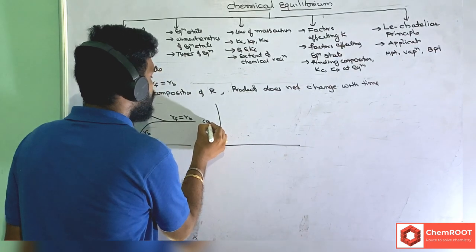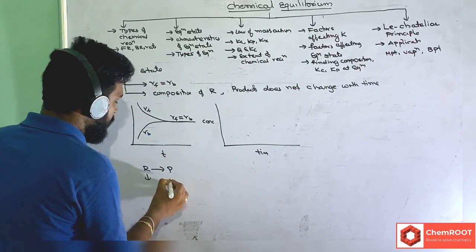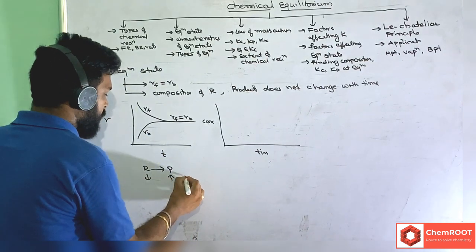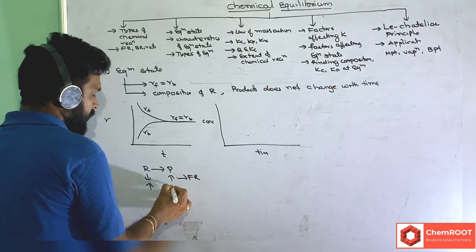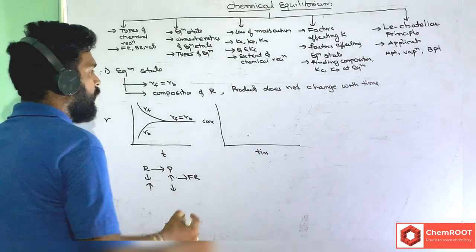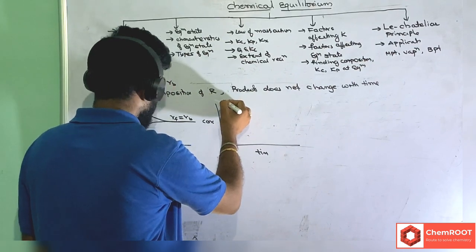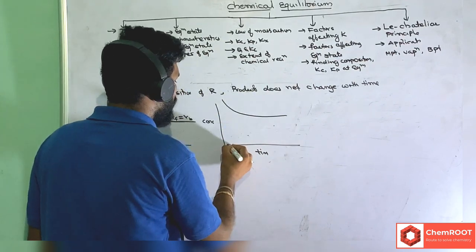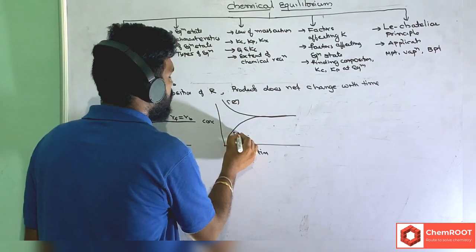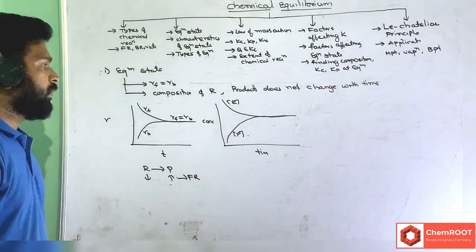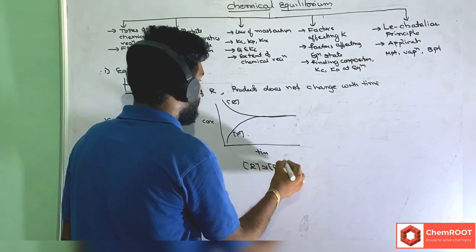When you take concentration versus time, reactant concentration decreases and product concentration increases in a forward reaction, and in a backward reaction it is the opposite. Generally, if your reaction is going on, the concentration of the reactant decreases, products increase, and they reach equilibrium at a particular time. In this case, at equilibrium, reactant concentration equals product concentration.